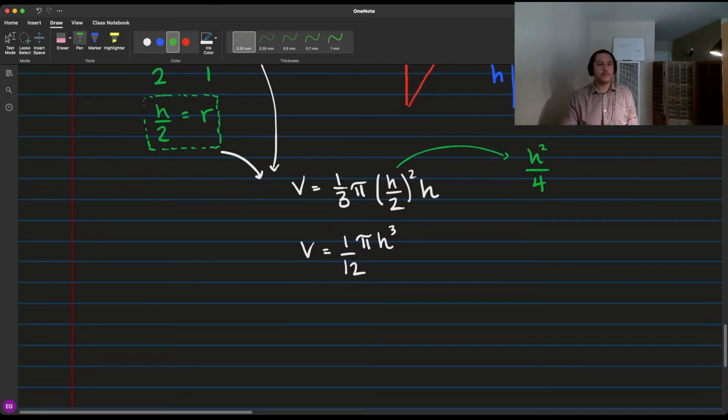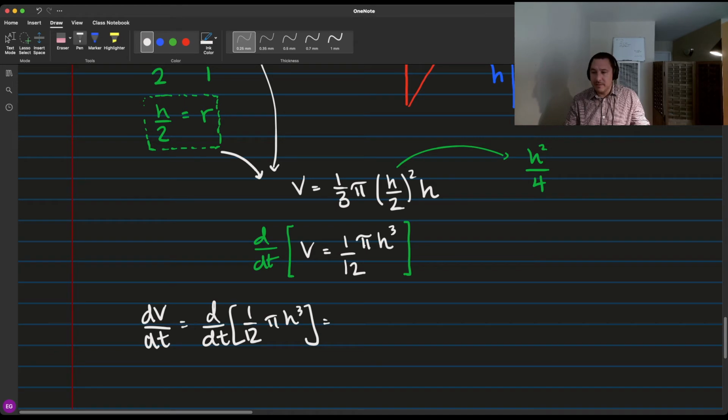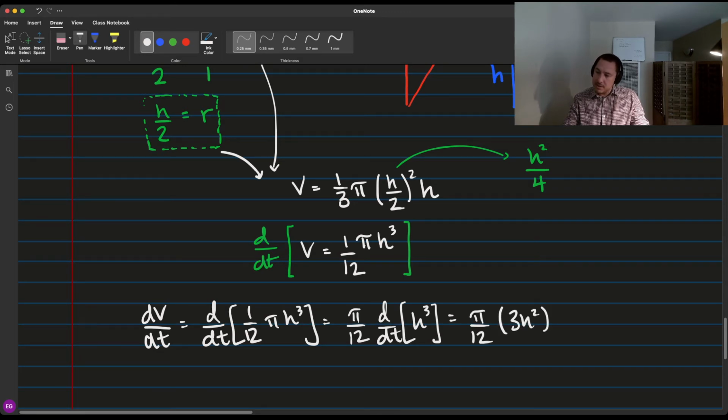Okay, so now what you can do is take the derivative on both sides. On the left, I get dv dt equals the derivative with respect to t of 1/12 pi h cubed. Now the pi over 12 can be factored out, so I get pi over 12 times the derivative with respect to t of h cubed. And this is where the implicit differentiation comes into play. So you get pi over 12 times 3h squared dh dt.